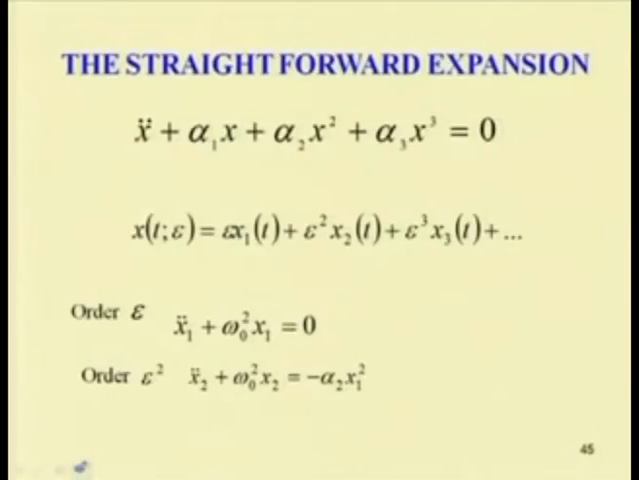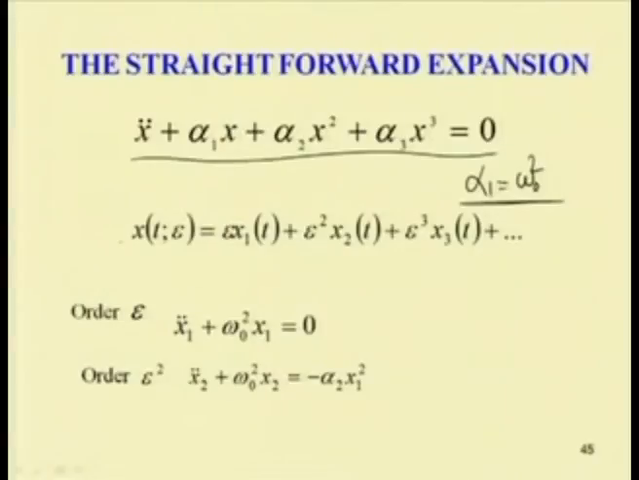In the straightforward expansion method, let us take the equation x double dot plus alpha 1 x plus alpha 2 x square plus alpha 3 x cube equal to 0. One can use a bookkeeping parameter to represent the nonlinearity of the system. In this case let us take alpha 1 equal to omega 0 square.